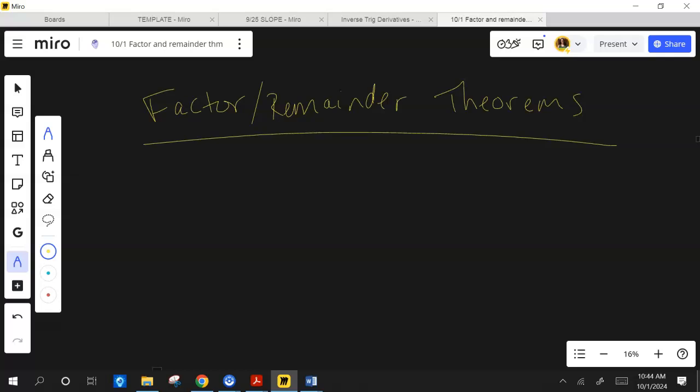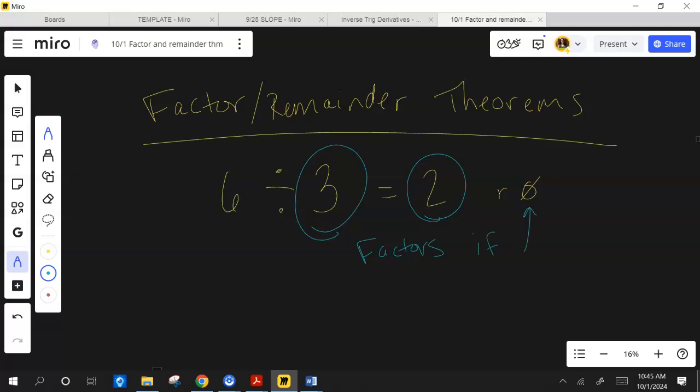Factor and remainder theorems. What do you get? What's the remainder? The remainder is 0. If the remainder is 0, we touched on this yesterday, but ever so briefly. If the remainder is 0, tell me what I know about this number and this number. These are factors, right? These are factors if that remainder is 0, yes?